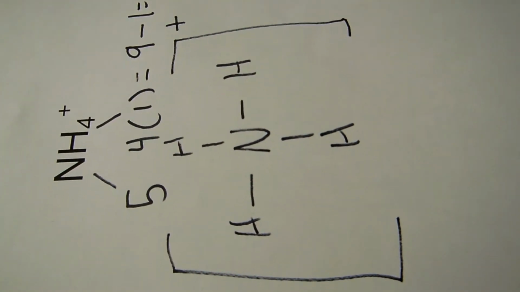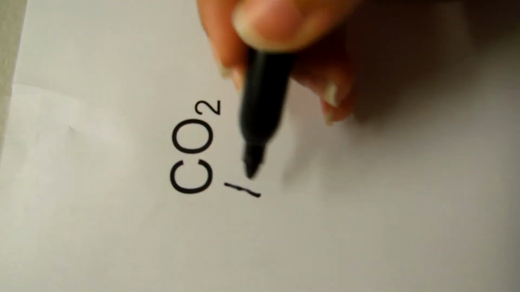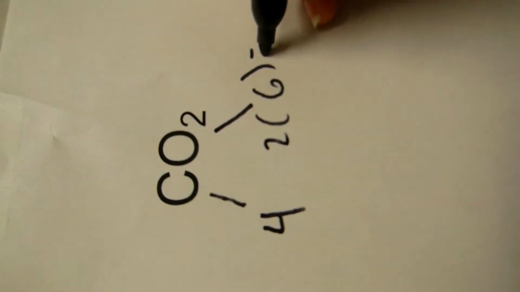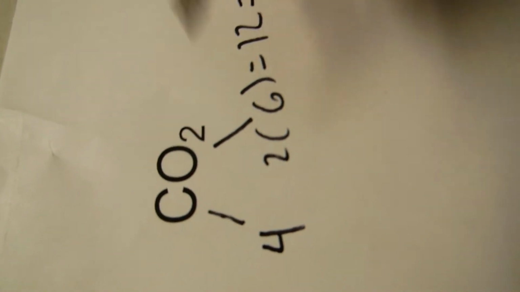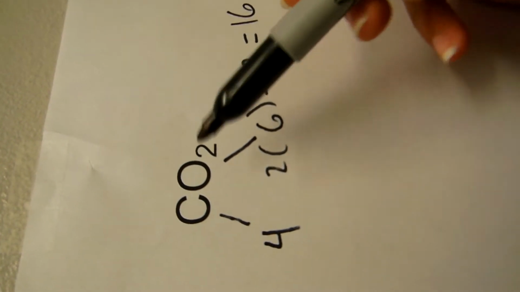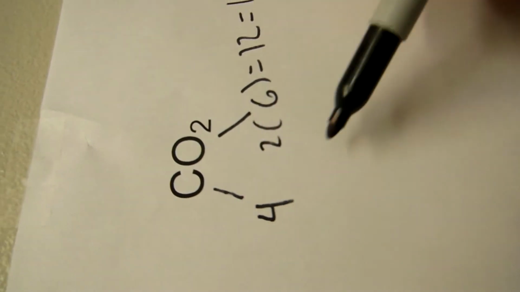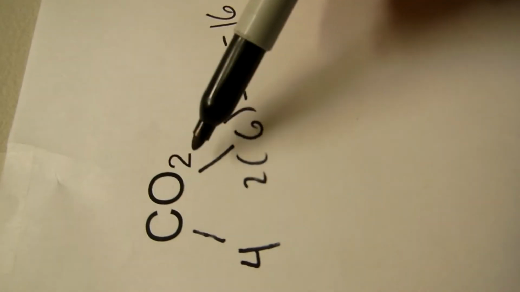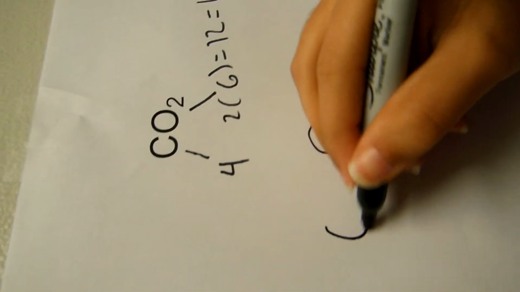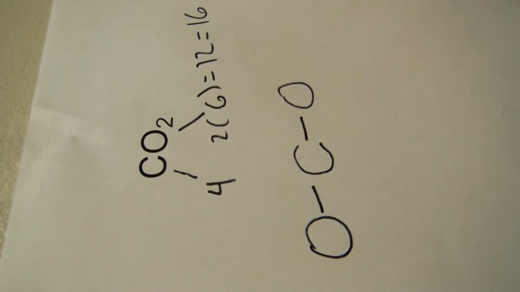Let's do another example. CO2. Carbon has 4 valence electrons and oxygen has 6, times 2 equals 12, and that plus the 4 is 16 valence electrons. Now we determine that C is the central atom because there are 2 oxygens and no 2 molecules can be the central atom. So we put C into the center, O's on either side, and we connect it with a single bond.